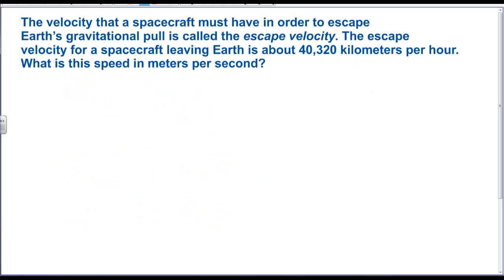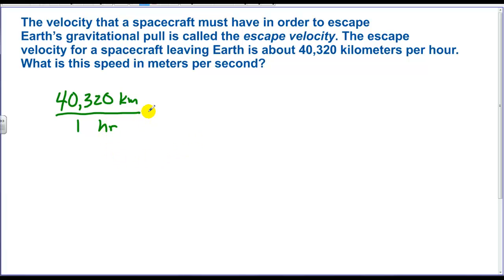Alright, so we've got a little word problem here. The velocity a spacecraft must have to escape the gravitational pull of the Earth is called the escape velocity. And the escape velocity for a spacecraft leaving the Earth is about 40,320 kilometers for 1 hour. And we want to write this in terms of meters per second.